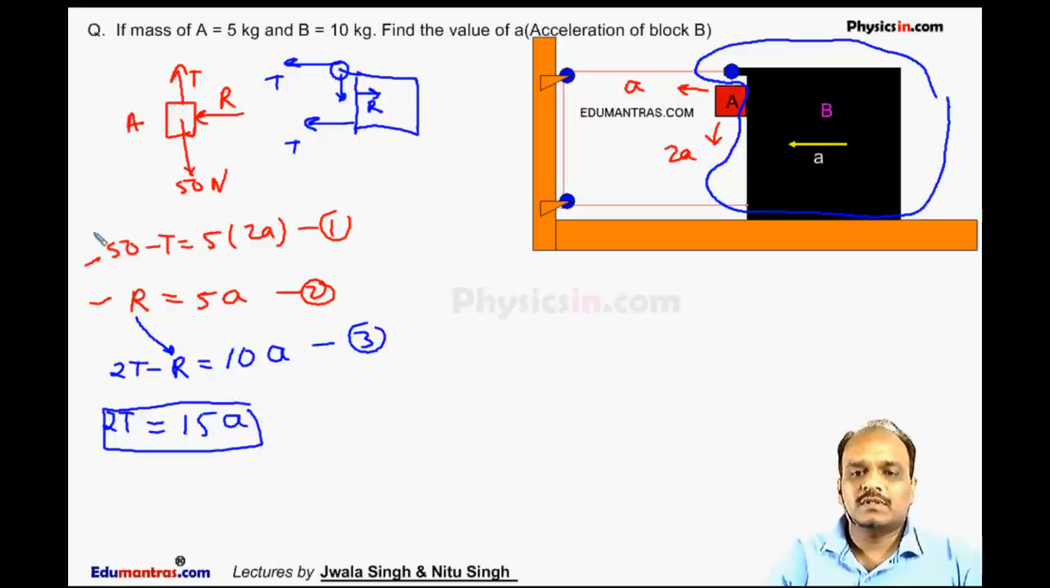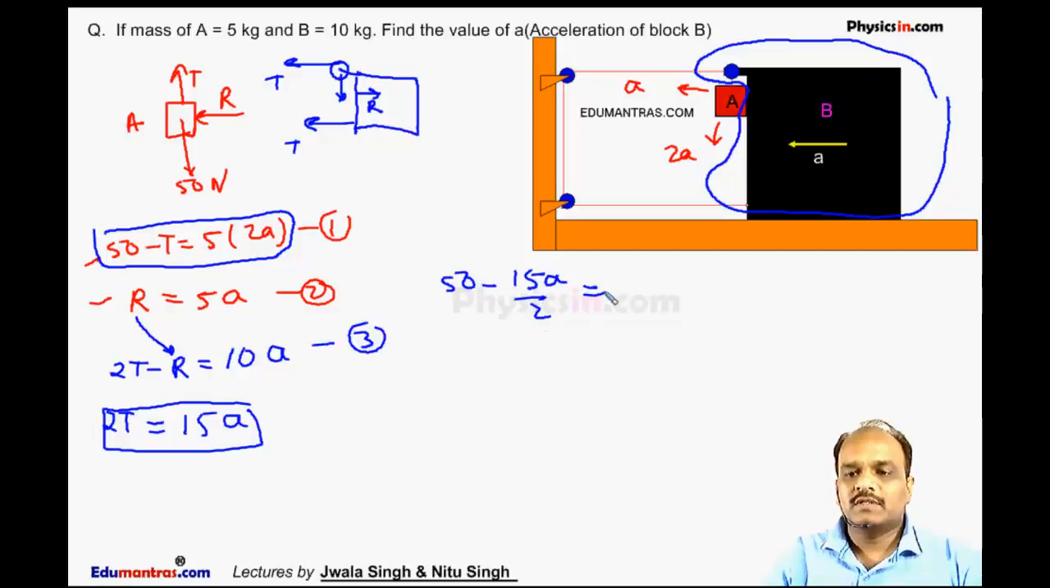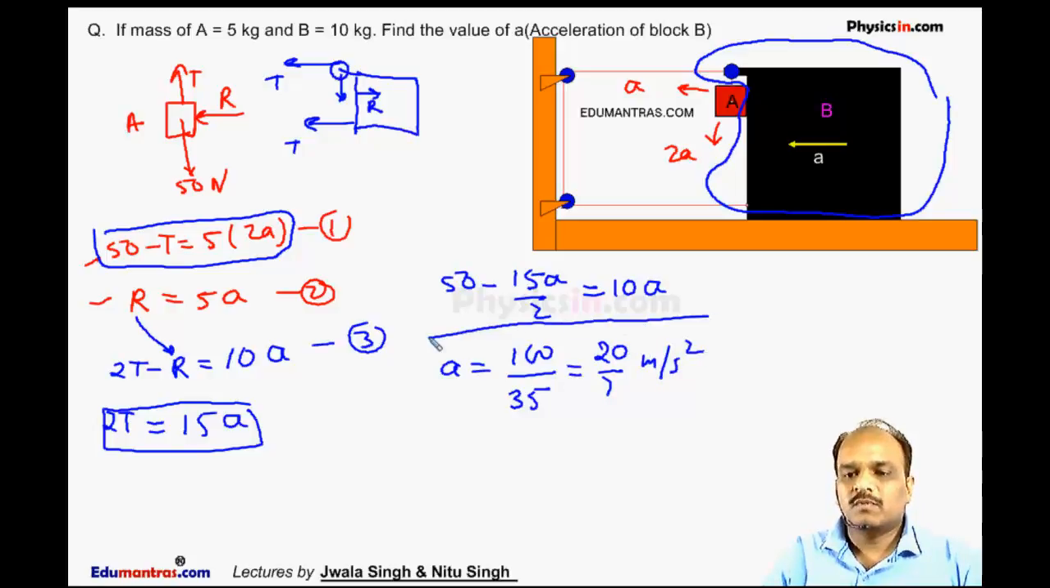Now from the first equation and this equation, I will substitute the value of T here. So we get 50 minus 15A by 2 equal to 10A, or A comes out to be 100 by (20 plus 15), that is 35, equal to 20 by 7 meter per second square. So the acceleration of block B is 20 by 7 meter per second square, and this is the answer.